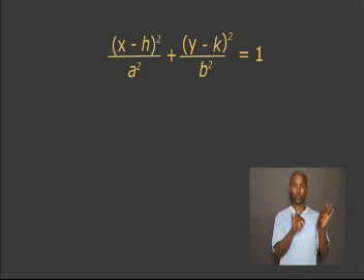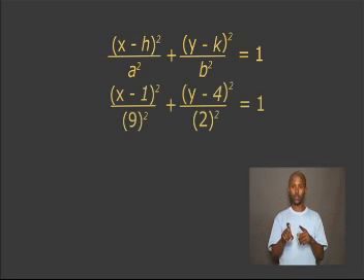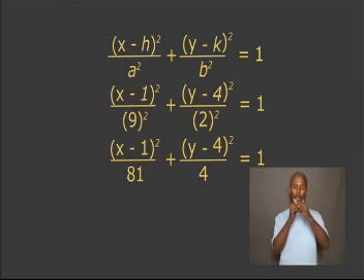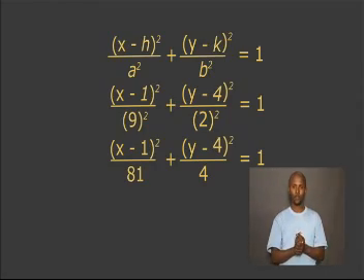Now we can substitute into our standard equation for an ellipse. The answer is (x minus 1) squared over 81 plus (y minus 4) squared over 4 equals 1. Was this your answer, students? I am sure that your teacher can provide you with many more exercises to practice what we have learned.